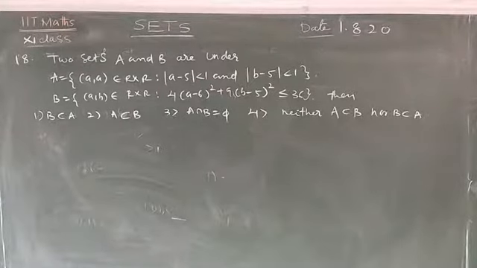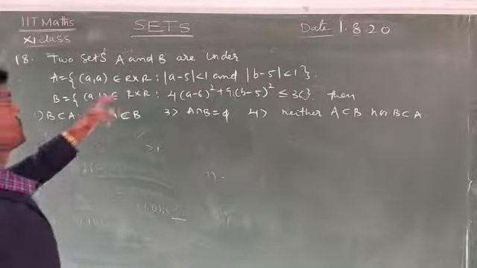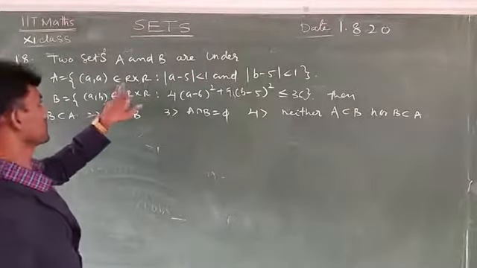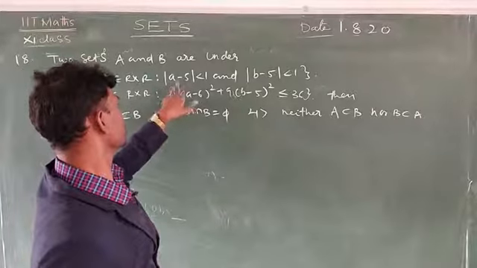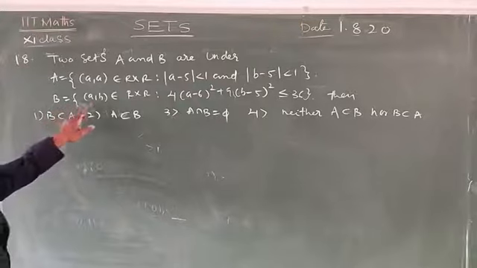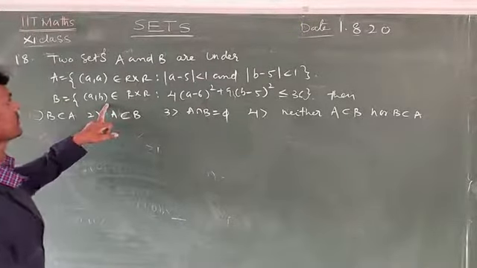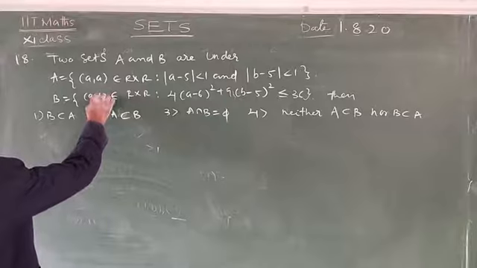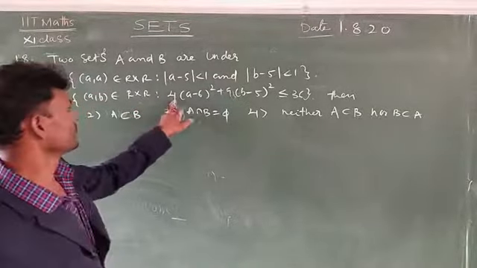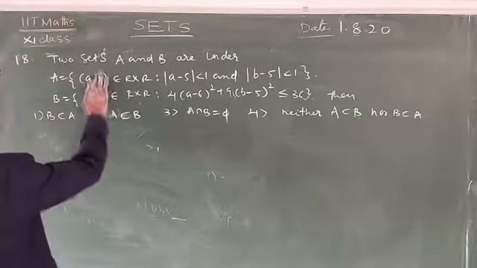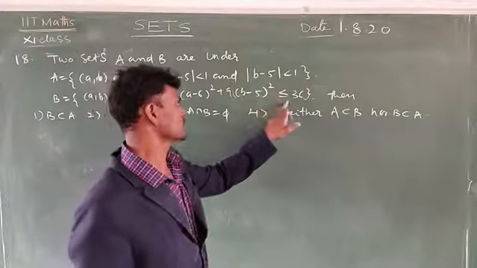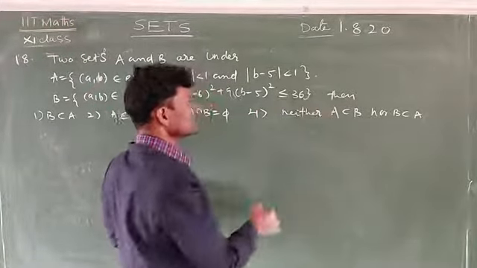Okay, next, the 18th problem. Two sets A and B are given: A is the set of ordered pairs (a, b) belonging to the Cartesian product of R and R, with modulus of a minus 5 less than 1 and modulus of b minus 5 less than 1. And B is the set of ordered pairs (a, b) belonging to the Cartesian product of R and R, with 4(a minus 6) whole squared plus 9(b minus 5) whole squared less than or equal to 36. Then which option is correct?